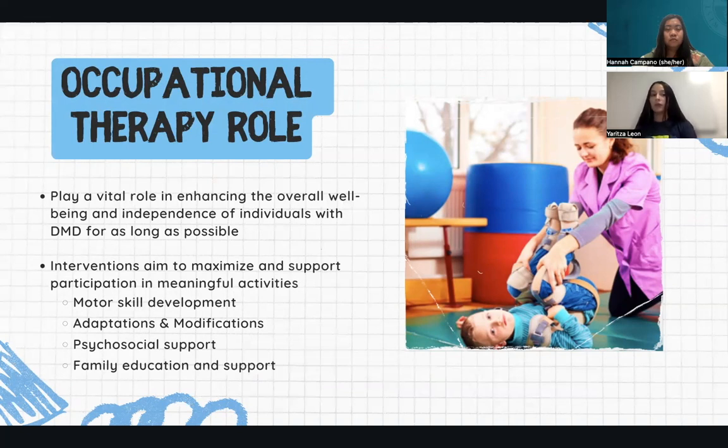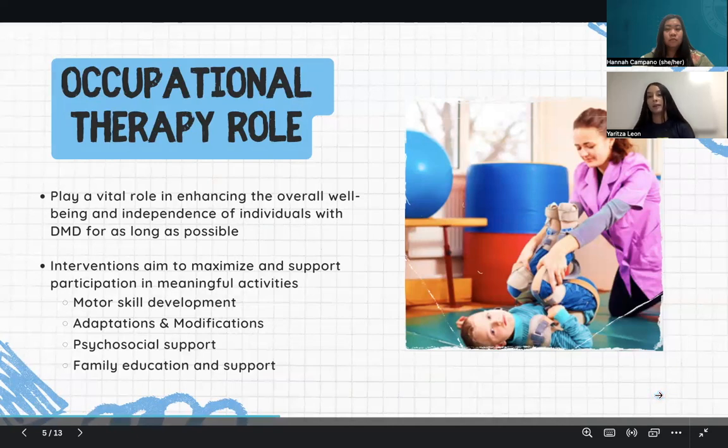So they're going to want to do motor skill development, adaptations and modifications, depending on what it is that they're having trouble with. And because this condition is a progressive disorder, they are going to want to provide a lot of psychosocial and emotional support to the client and also to their families. So providing family education and support is very important. And also for some clients who become wheelchair dependent, the OT is also going to want to provide the client and the family education on how to use the wheelchair and other adaptive equipment that's needed.